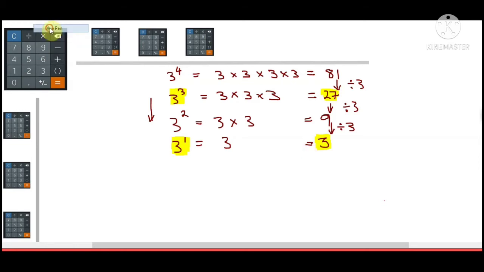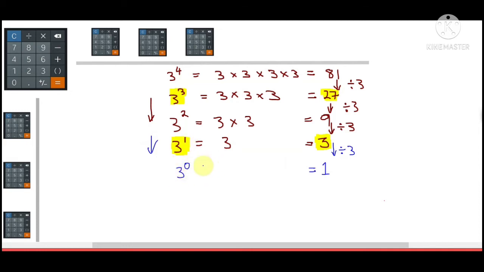Well, I don't think we should stop there. I think we should continue. So what if I decide to continue dividing by 3 as I head downwards? Now 3 divided by 3, of course, would produce a result of 1. Now with the exponents, if we reduce the exponent of 1 by 1, we'll be getting 3 to the 1 minus 1, which is 0.